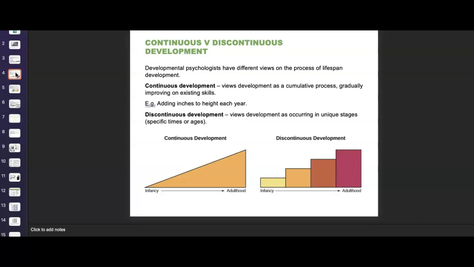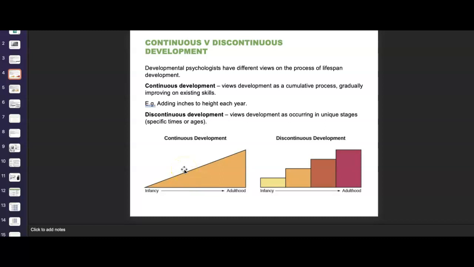When we think about lifespan development, we're looking at it based upon continuous and discontinuous development. This is where developmental psychologists have different views on the process of lifespan development. Some developmental psychologists view development as a cumulative process that gradually improves on already existing skills. Think about it reasonably, like adding inches to height each year. You are continuously growing and adding inches to your height each year.